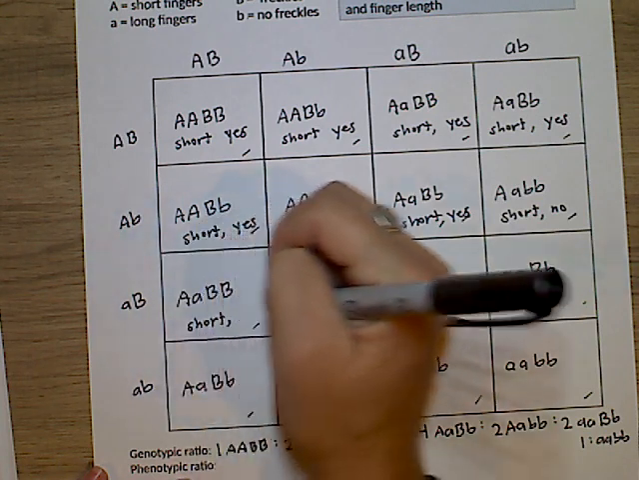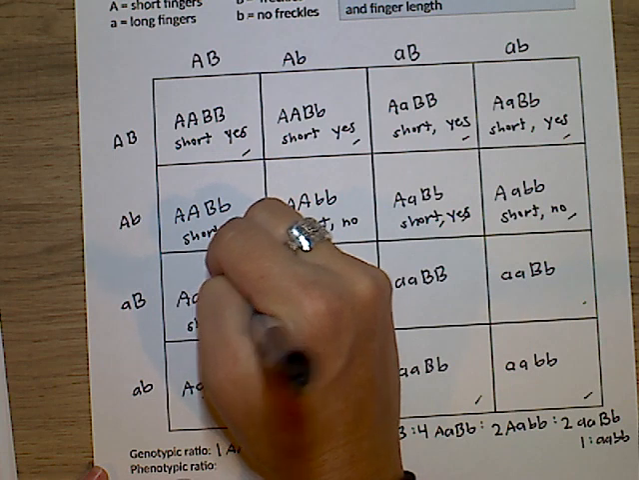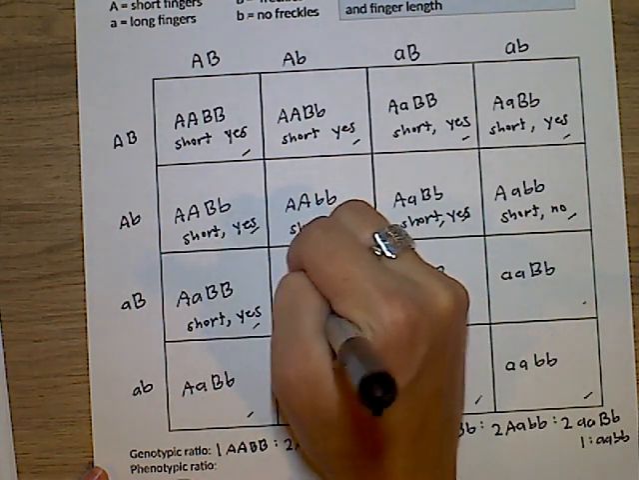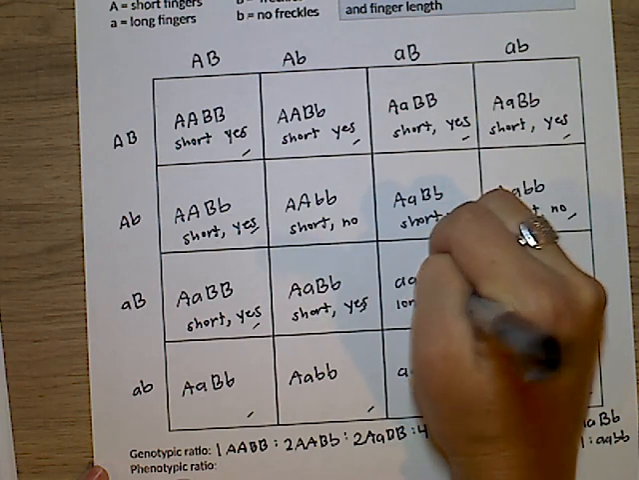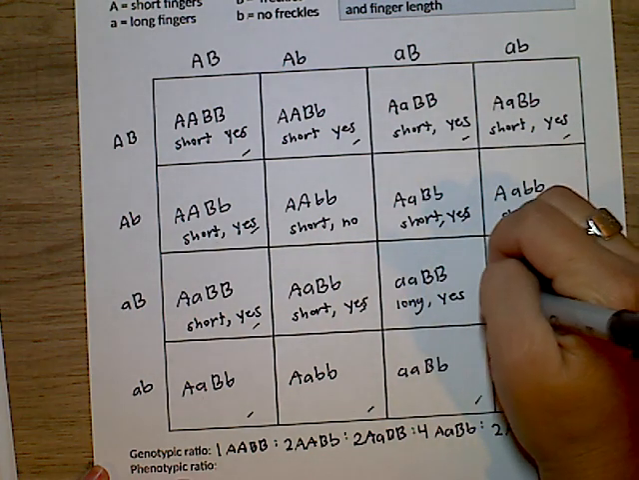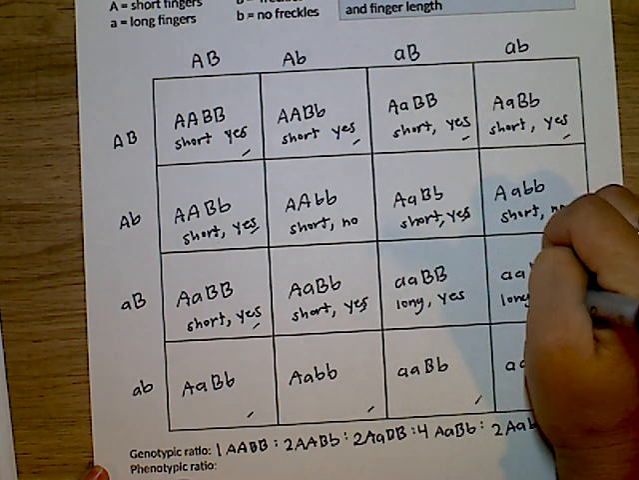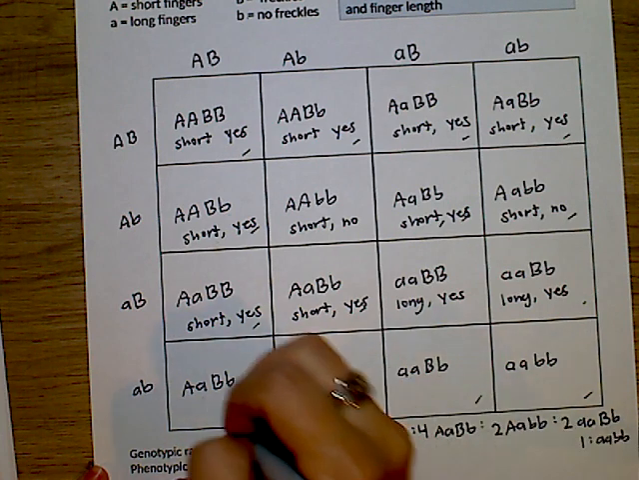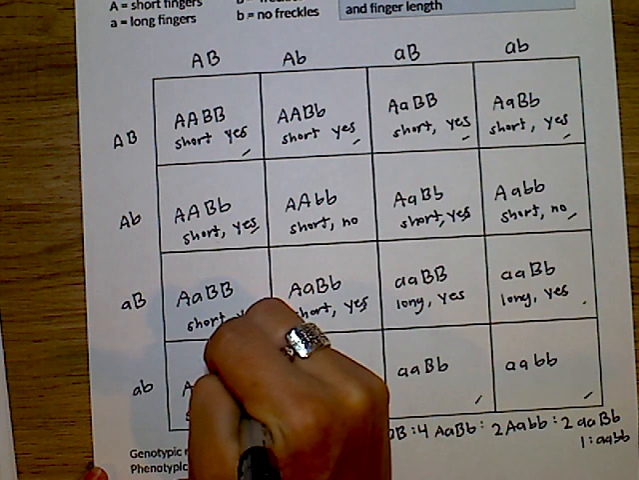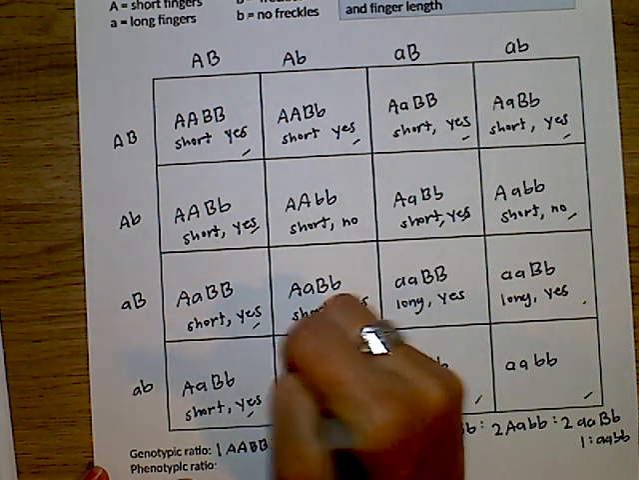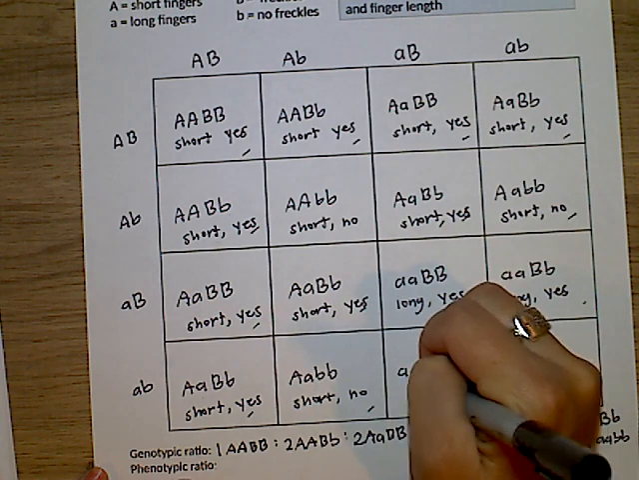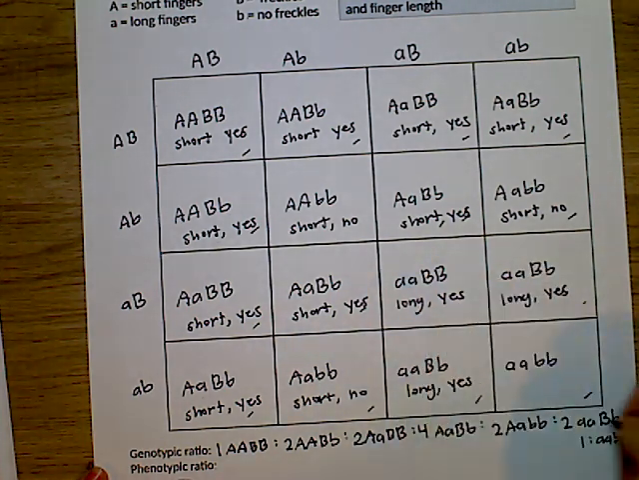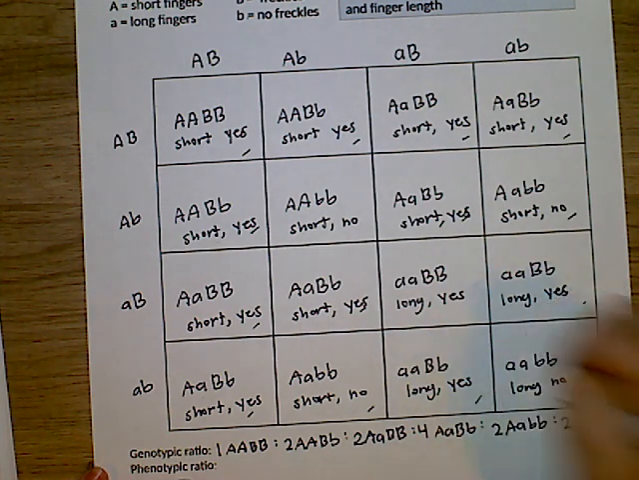Short fingers and freckles. Short with freckles. We've got a long finger finally with freckles. And we've got another long with freckles. And we've got short with freckles. Short with no freckles. Long fingers with freckles. And long fingers, no freckles. Hopefully you're still with me here.